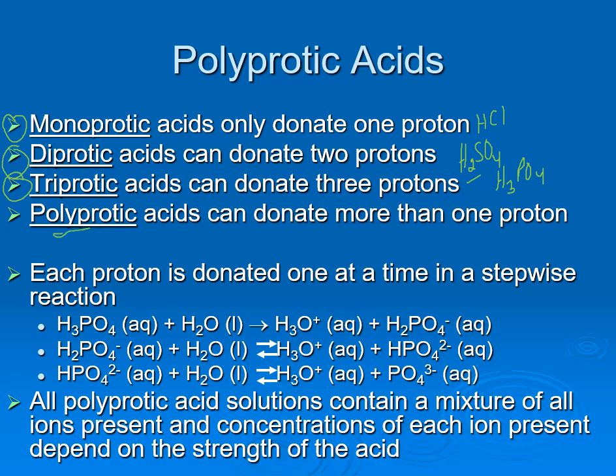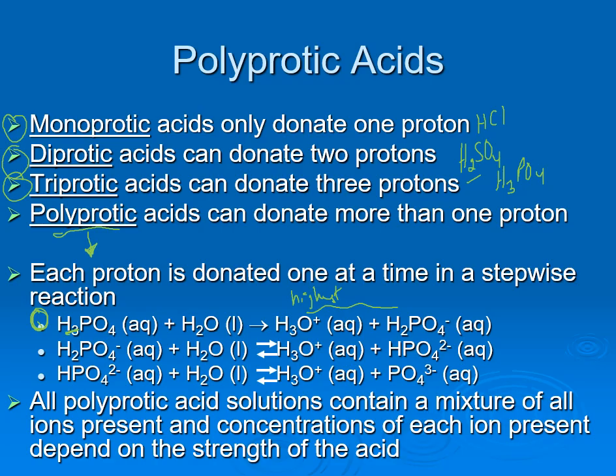Remember that in a polyprotic acid, each proton is donated separately, stepwise, and always the first step will result in the highest concentration of product. Because that first step is easiest for water to separate one hydrogen ion from the phosphate. It's not terribly easy for water, but it's the easiest step that water will experience. After that, it becomes much more difficult to do the second or the third step for water, just because of the strength of the remaining bonds.